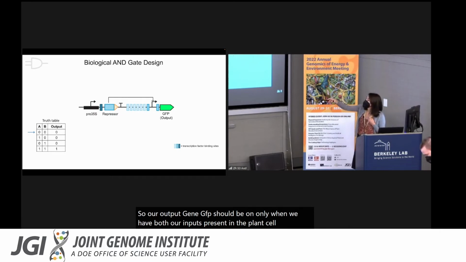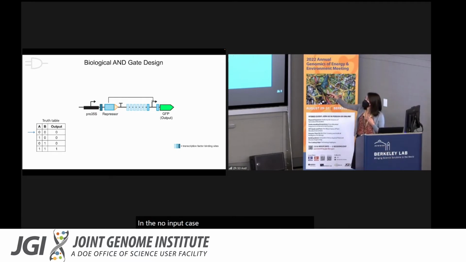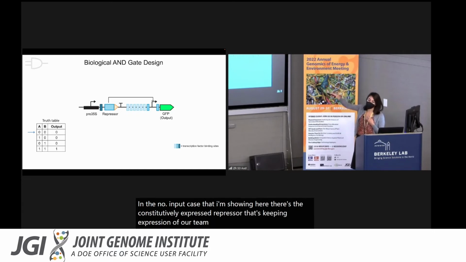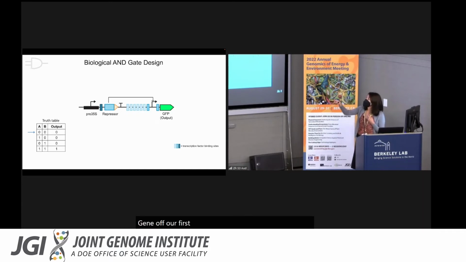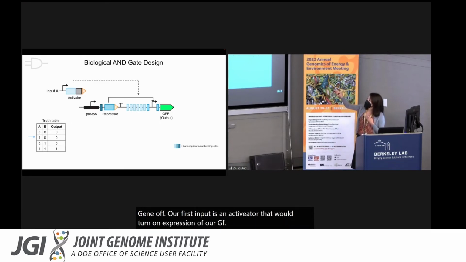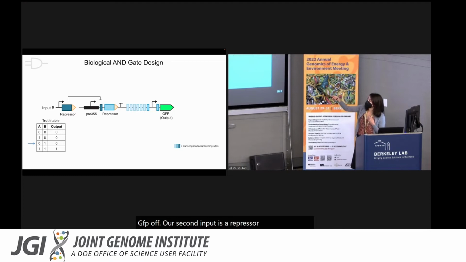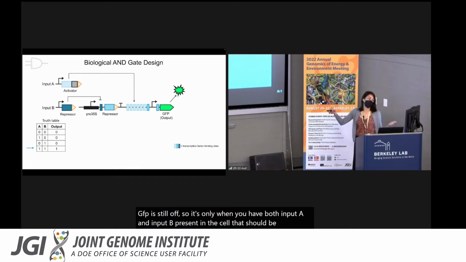In the no input case that I'm showing here, there's a constitutively expressed repressor that's keeping expression of our GFP gene off. Our first input is an activator that would turn on expression of our GFP gene, except that that repressor is still there keeping GFP off. Our second input is a repressor that turns off the first repressor, but because there's no activator in the system, GFP is still off. So it's only when you have both input A and input B present in the cell that you should get expression of GFP.